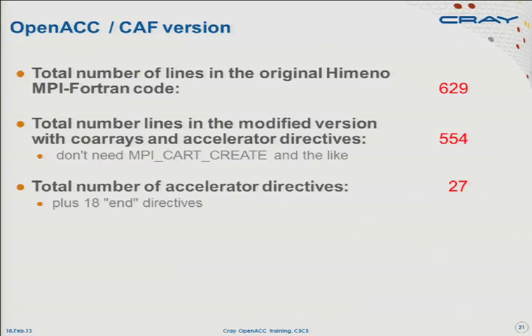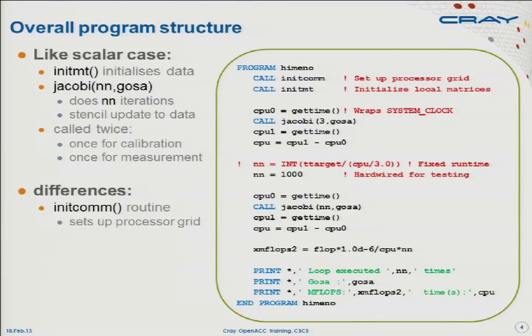Like what we saw before, there's an initmt that initializes the local matrices. It calls this Jacobi routine twice. The first time it was calling it just to calibrate what it did later on. And there was the second call where it actually did a performance estimate. But the new thing in there is that it also has to set up the processor grid because it decomposes this 3D problem into a 3D grid of processors and then splits the problem over those.